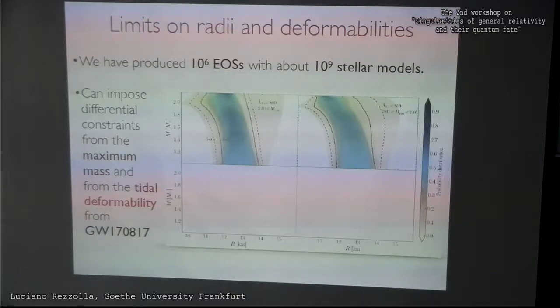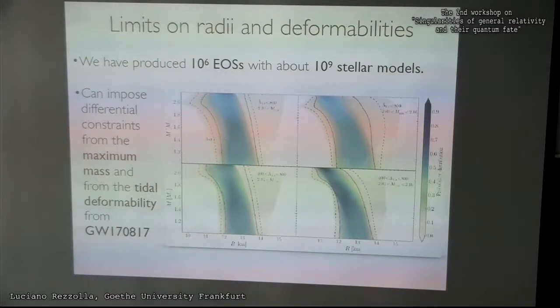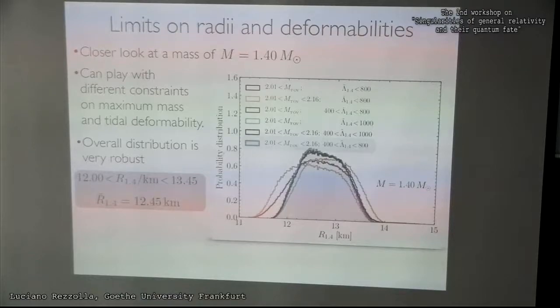You can start playing around and impose different constraints. Say you now impose also the maximum mass. Now you impose also the maximum mass and a lower limit for the tidal deformability, which comes from numerical simulations. Or you can put everything together. And then you go from this, which is a broad distribution, to something like this, which is a much tighter distribution. And you can now take a cut at 1.4 and look at the distribution function at 1.4. So this is the distribution function at 1.4.